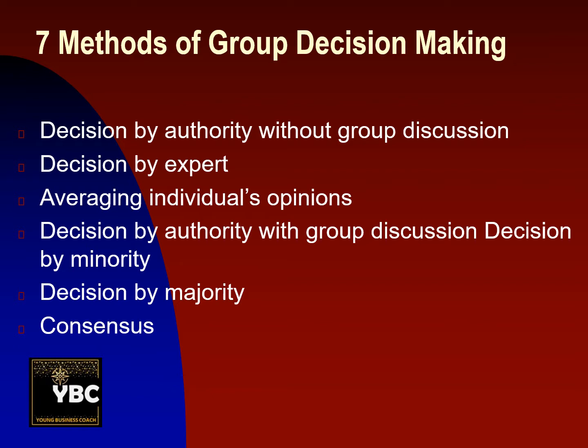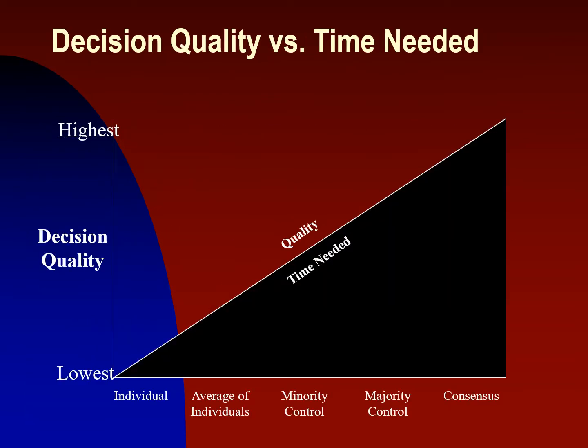Now, 7 methods of group decision making: decision by authority without group discussion, decision by expert, averaging individuals' opinions, decision by authority with group discussion, decision by minority, decision by majority, consensus. Decision quality versus time needed: highest decision quality, highest time needed.